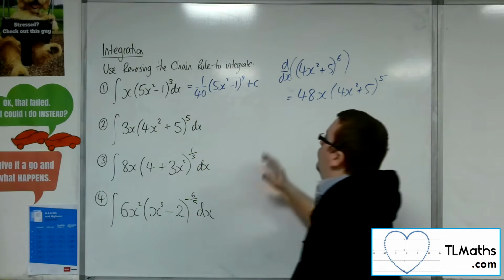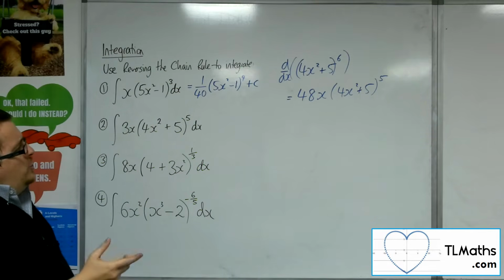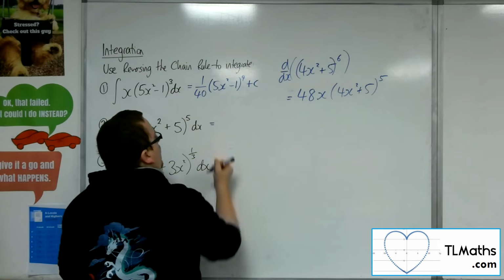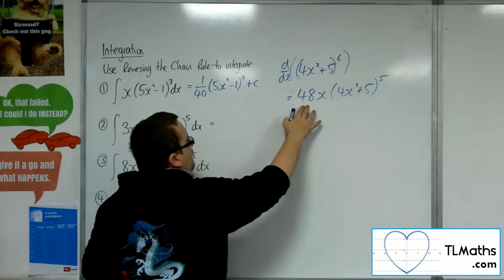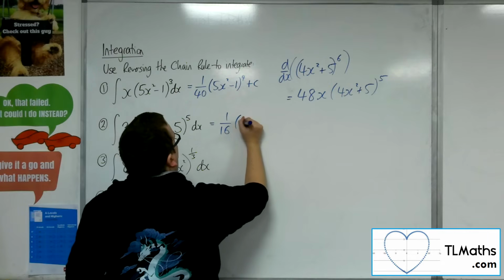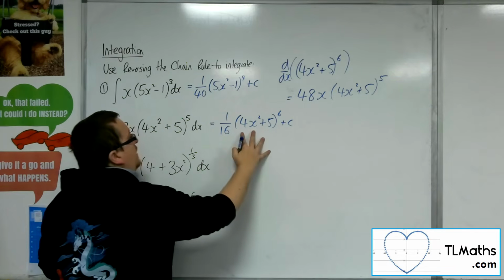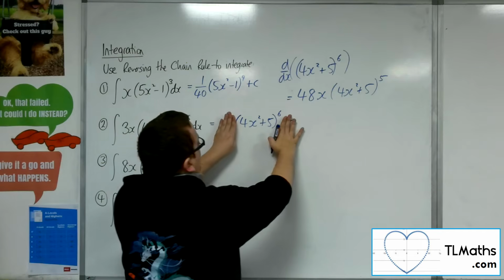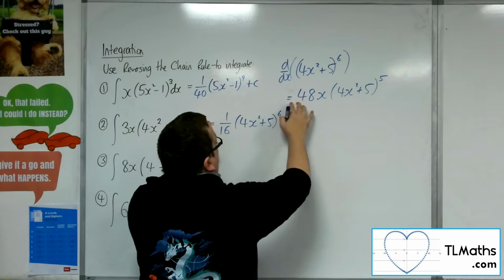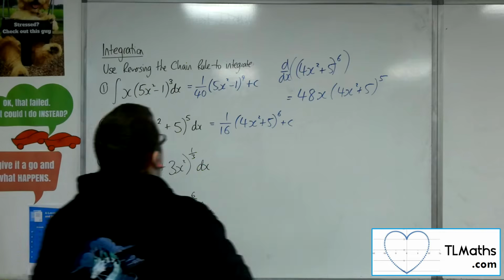Now, what have I got? Well, I've got 48 there, I've got 3 there. So I've actually got 16 times too many? So what we'd be looking at is that 3 over the 48, so 1/16 of the (4x squared plus 5) to the 6 plus c, in order for that to differentiate to that. Because we know that this (4x squared plus 5) to the 6 differentiates to this. So 1/16 of that will get me the 3. Okay? So that's number 2.